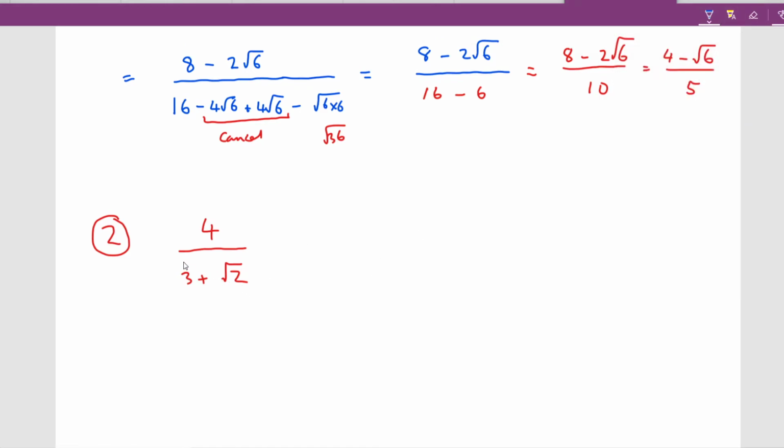So the first thing first is, and I'm not going to put as many steps as I've done earlier on, the first thing first is to times top and bottom by the conjugate of this, which is 3 minus root 2. And if I do that top and bottom, start off with, don't forget to put brackets around it. That's the first thing to do. Now, let's write the next step. So 4 times everything in this bracket, 4 times 3 is 12. 4 times minus root 2 is minus 4 root 2.